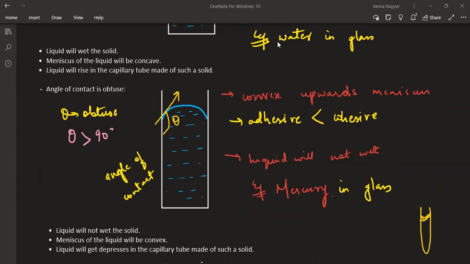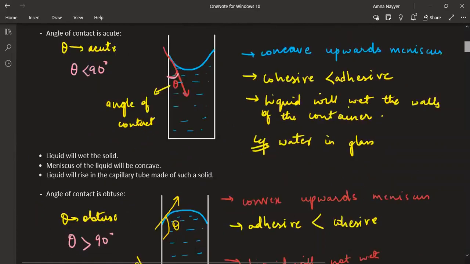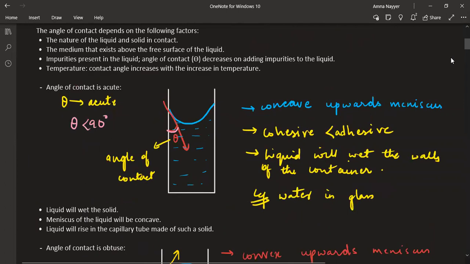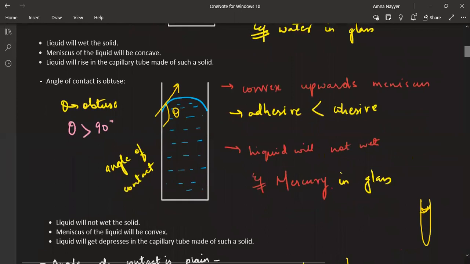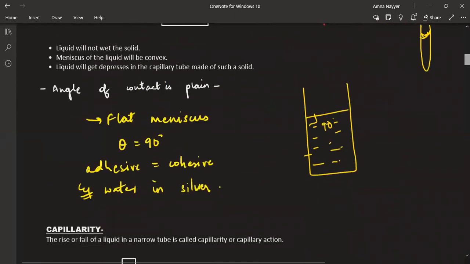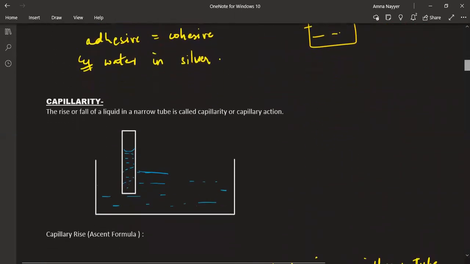is less than 90 degrees. So when you have less than 90 degrees, you have acute angle, right? So for acute angle, you have concave upwards meniscus. For obtuse angle, you have convex upwards meniscus. And plane angle, you have flat meniscus.